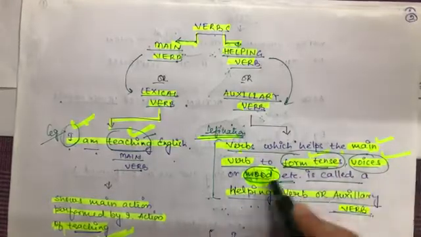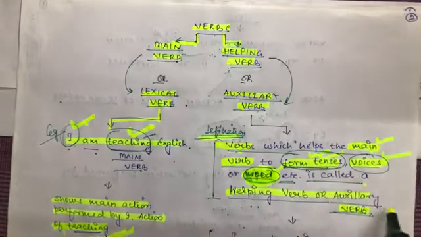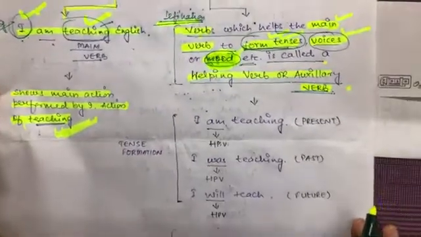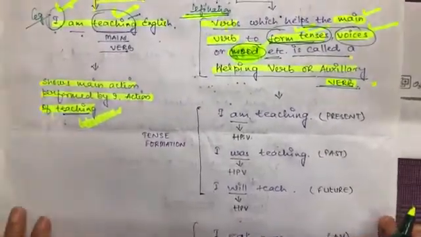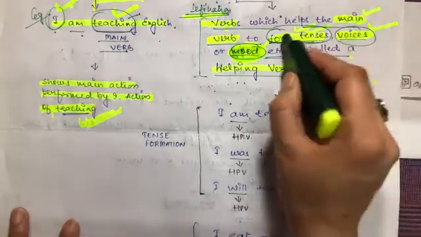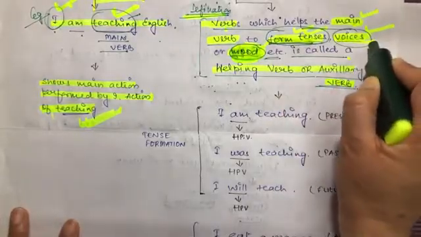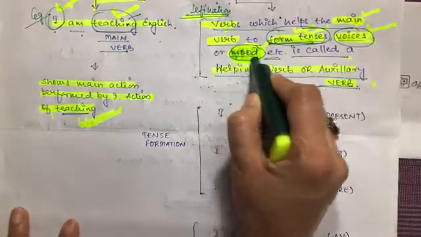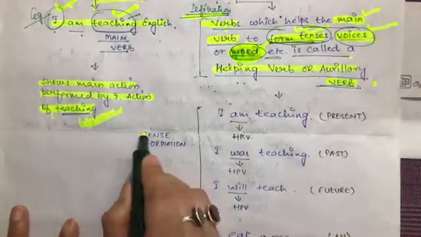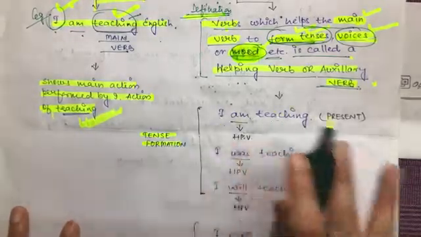Now, when we come to the definition of helping verbs, they say verbs which help the main verb to form voices or mood or tenses are called helping or auxiliary verbs. Okay, now let's take an example one by one where a helping verb helps in forming a tense, helps in conversion from voice and helps in showing a mood. First we will take the formation of tense. How a tense is being formed with the help of a helping verb.